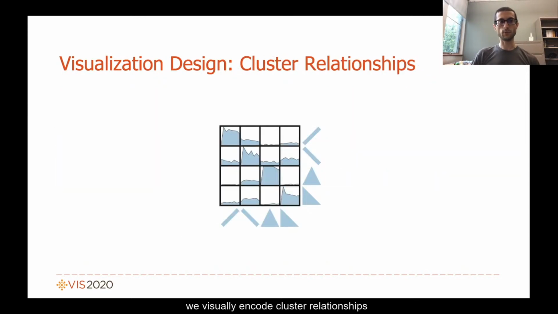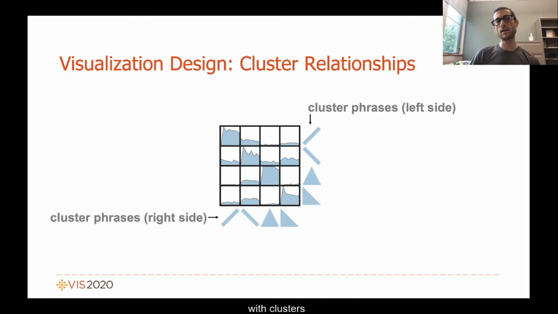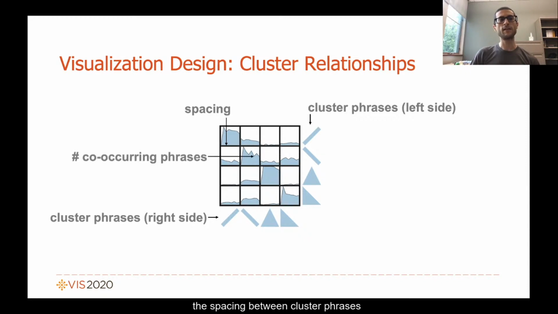We visually encode cluster relationships through co-occurrence counts between cluster-specific phrases in a small multiples plot over cluster pairs. In this view, rows correspond to cluster phrases that appear on the left side of a sentence, where we associate unique glyphs with clusters. Columns correspond to cluster phrases on the right side. The X position within a cell captures the spacing between cluster phrases, and the Y position encodes the number of co-occurring phrases. Spikes in this plot are indicative of recurring patterns of co-occurring phrases within the corpus.